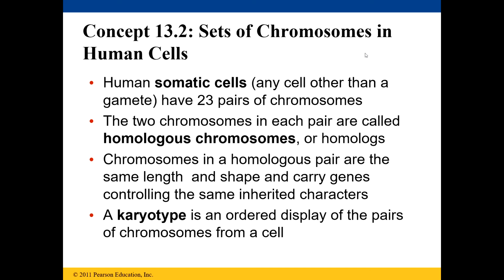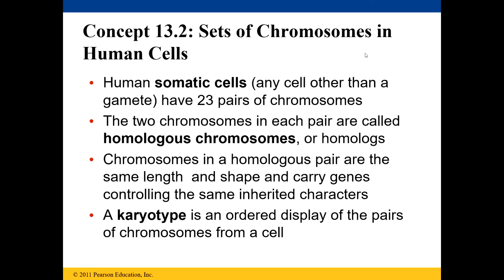And we have 23 pairs of chromosomes for a total of 46. Remember, you inherit half of those from your mother and half from your father. And they can pair up in what are known as homologous pairs. Those homologous chromosomes, homo meaning the same, are coding for the same traits, not necessarily the same forms of the traits, but the same traits. Like it might be a gene for eye color, but they may be donating different forms of that trait. So chromosomes in a homologous pair are the same length and shape and carry genes controlling the same inherited characteristics.